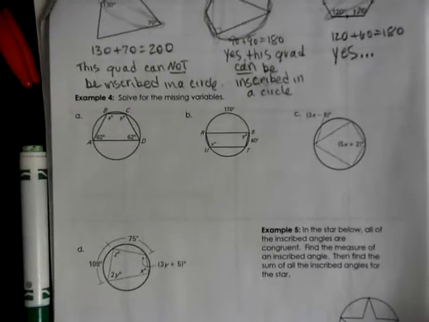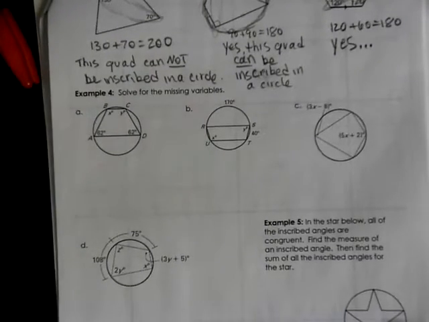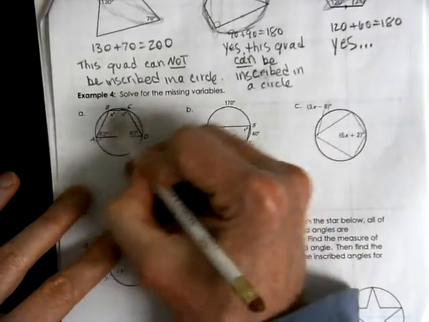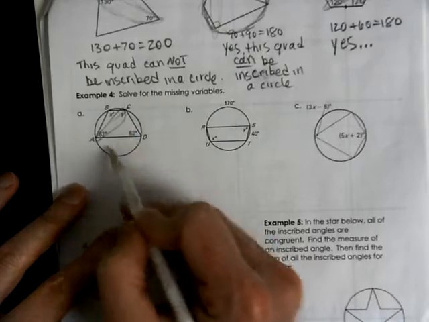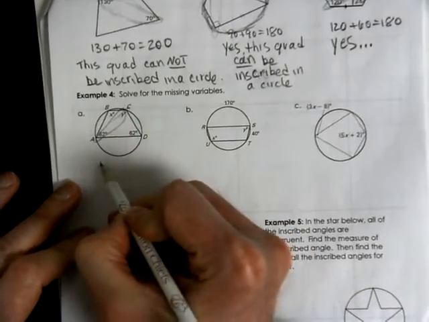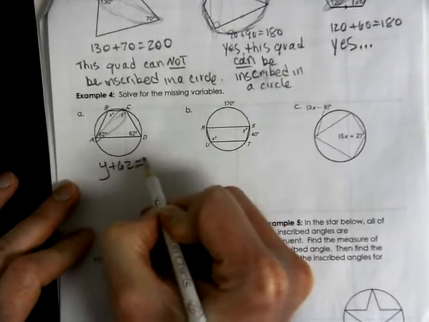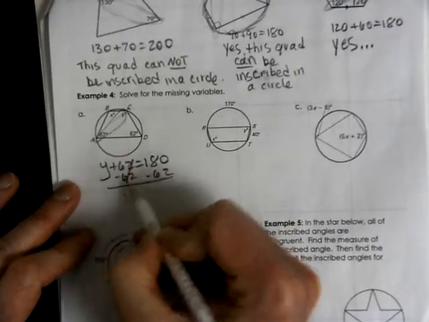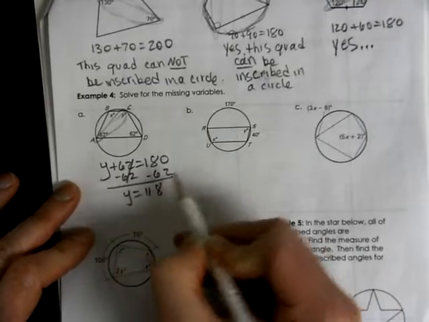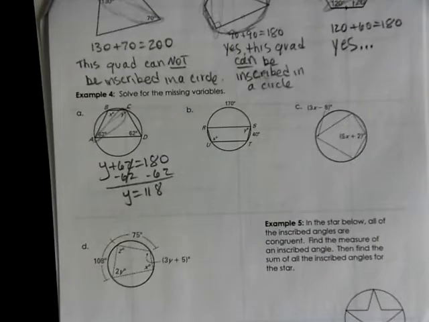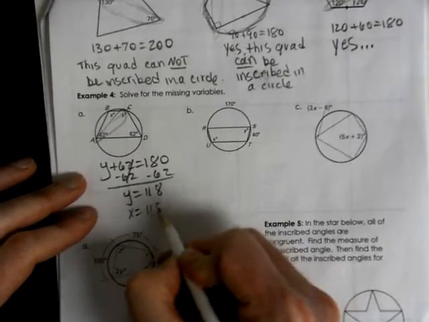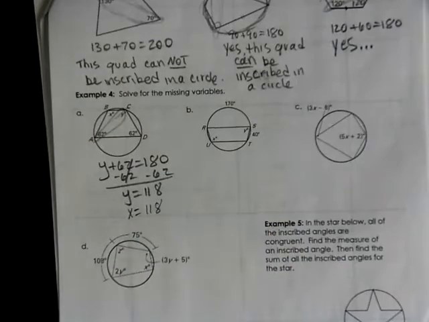Now we can come down and practice solving for some of the parts. We're going to do the exact same thing. This quadrilateral is inscribed in a circle. So that means y plus 62 equals 180, which makes the y value 118. And for the same exact reason, x is 118, because it's the same numbers to calculate.